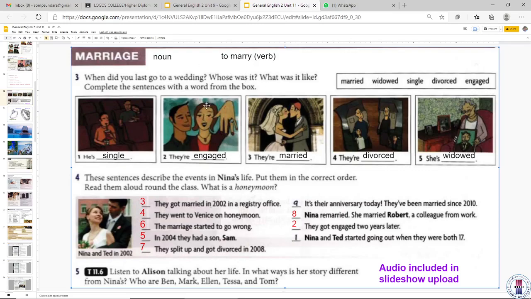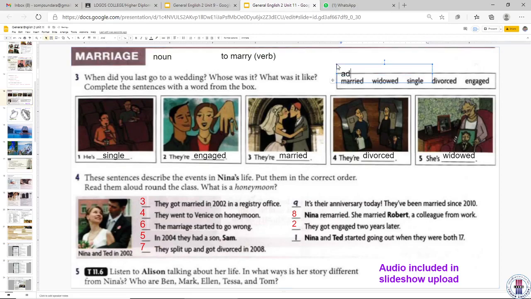Here's your words over here. It says, when did you last go to a wedding? Whose was it? What was it like? All right, we can skip that. Let's just talk about these words right here. Married. All right, so married, look at picture number 3. They are married. So after your wedding day, you are now considered married. So married is an adjective. They are married. Married describes them.